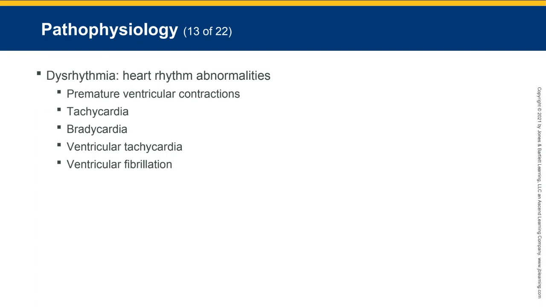Now, pathophysiology, dysrhythmias. Dysrhythmias may occur in cardiac patients. Dysrhythmias are heart rhythm abnormalities. They can have a premature ventricular contraction, which means that the ventricle is contracting before it should, premature. They can have tachycardia, where the heart rate goes above 100. They can have bradycardia, where the heart rate goes below 60.